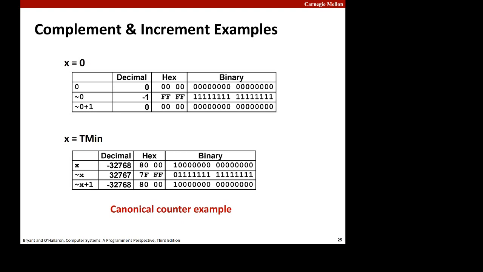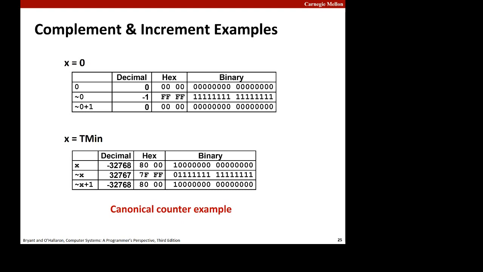I get T min back. So I took the most positive number and I added 1 to it, and I got the most negative number. That's what they call positive overflow. And so what you can see is, if you compute the expression minus x, and x is T min, you'll get back T min. Just like minus 0 is 0, minus T min is T min in two's complement.